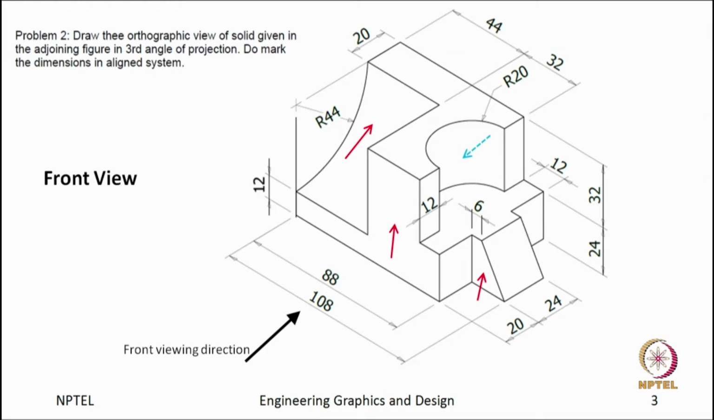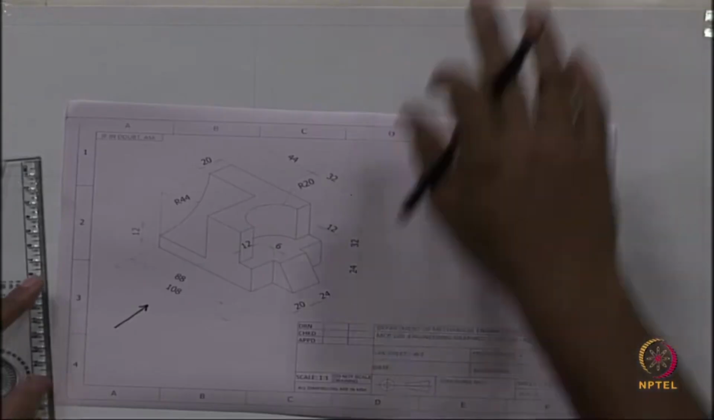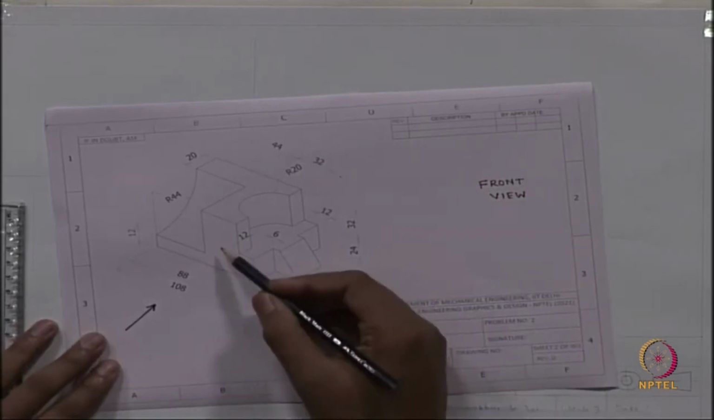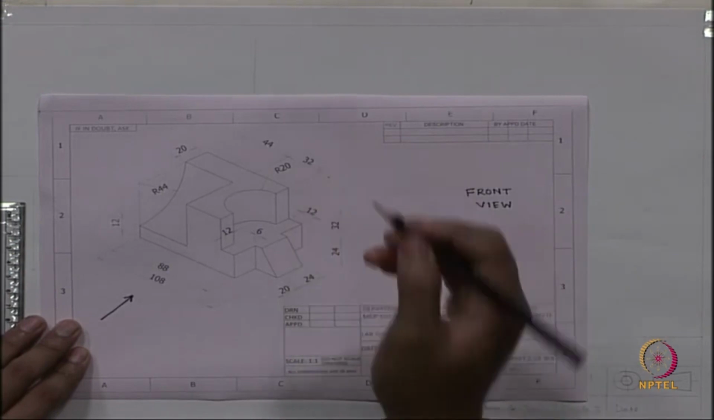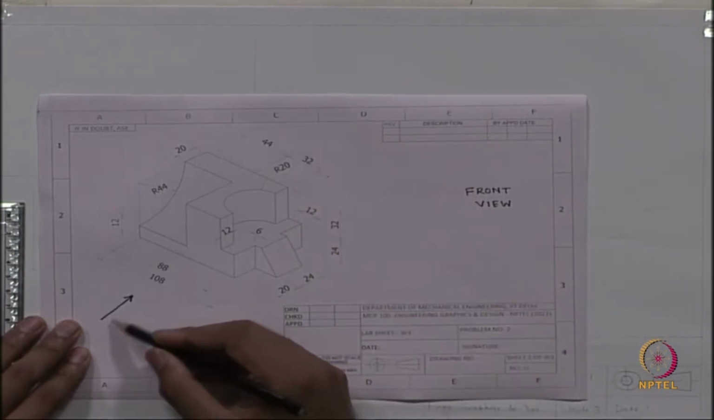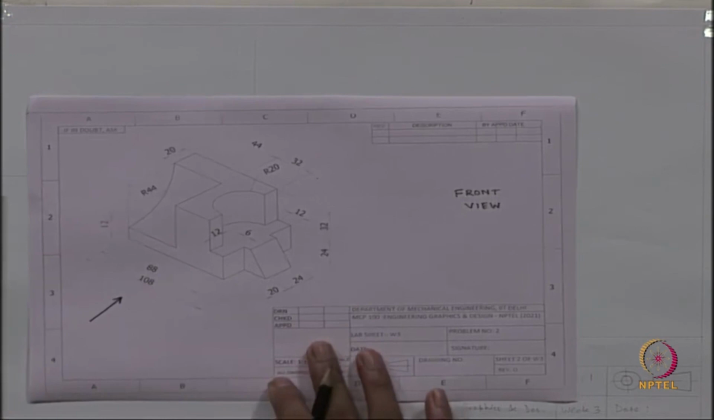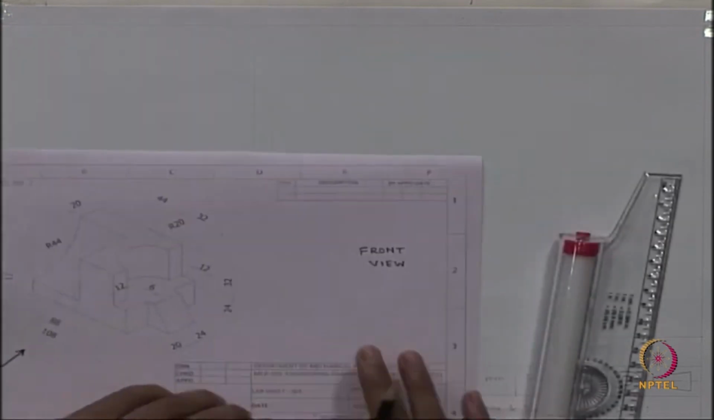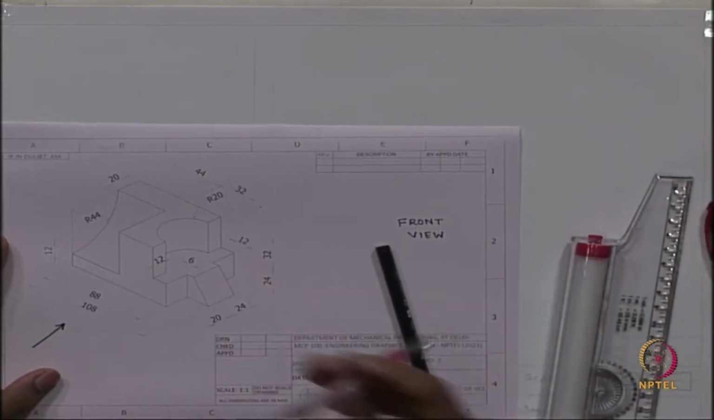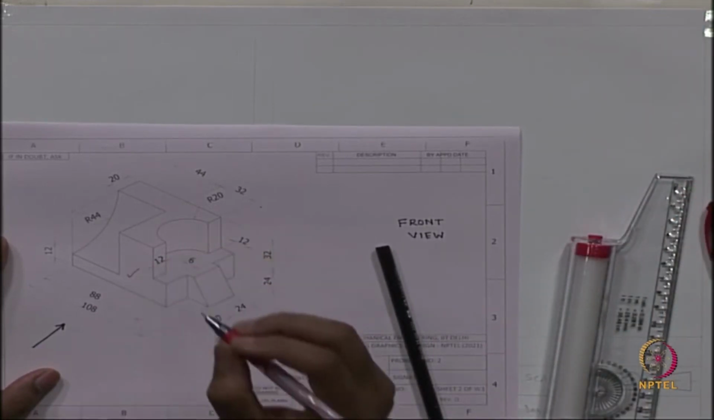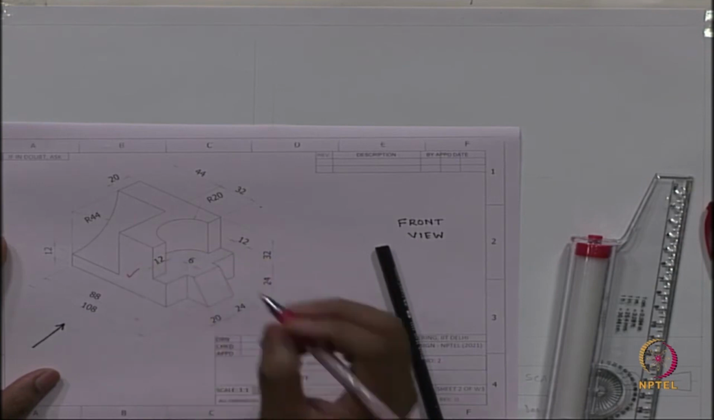While drawing, sometimes I will use a printed sheet so that you can understand, just to show the dimensions and all. I think it is properly visible. So, this is the front view, this is the front viewing direction. Now we can start drawing. The first we said we will draw this surface.